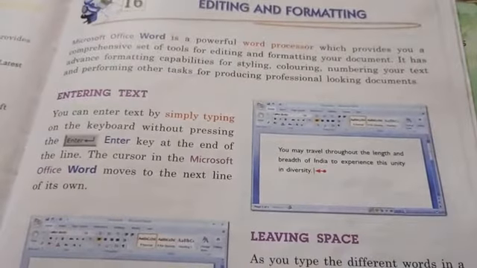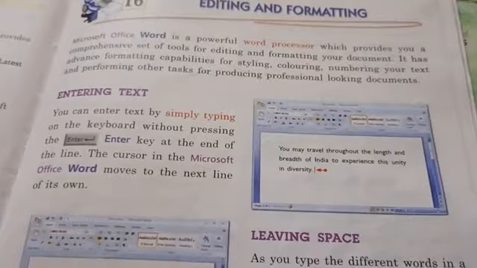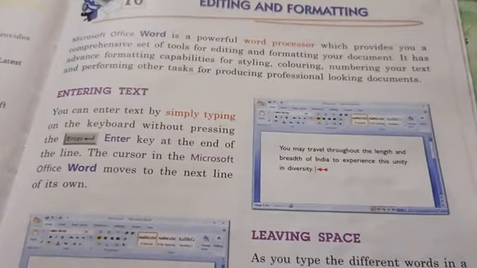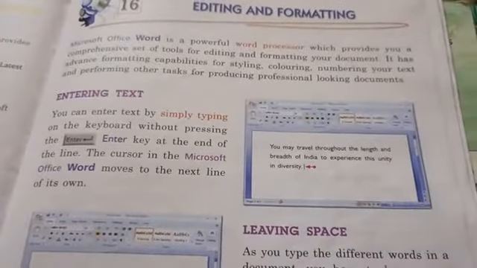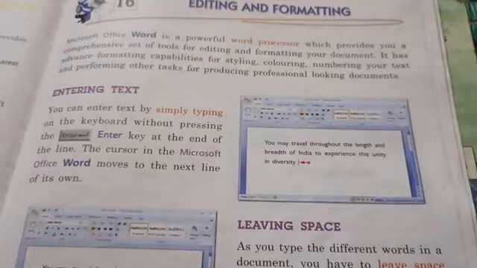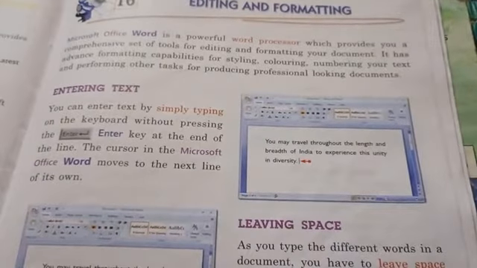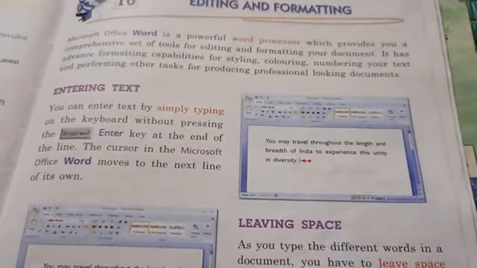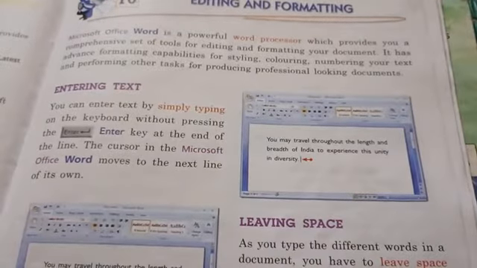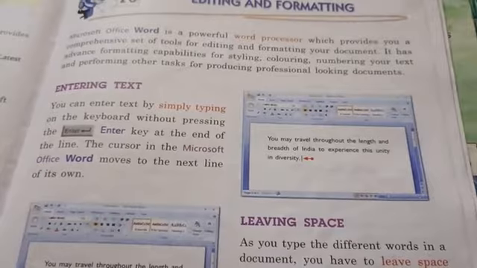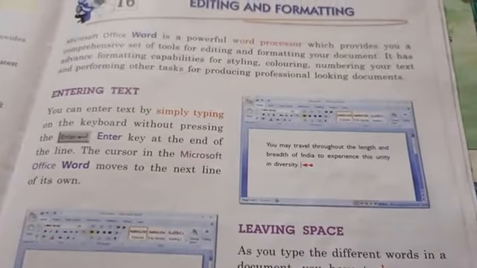Now students, you understand why we do editing and formatting to our text? To make our text impressive, powerful and stylish, we will do editing and formatting to our text. After that, our document looks professional, good quality. That's why we do editing and formatting. Microsoft Office Word provides this facility for doing editing and formatting with text.